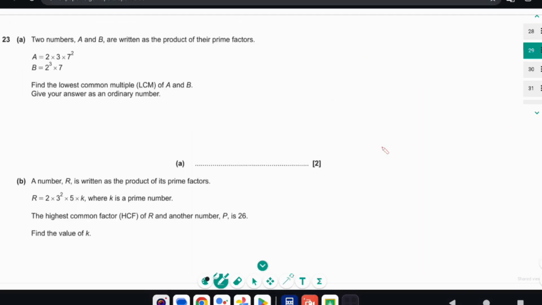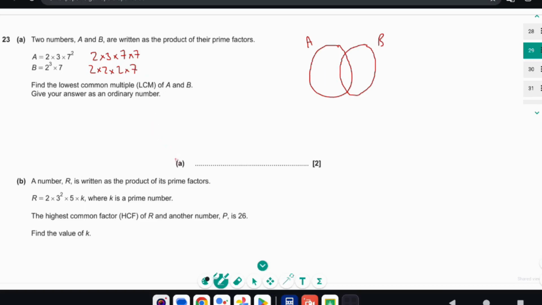Last question, 23a. Two numbers a and b are written as a product of prime factors. A equals 2 times 3 times 7 squared. B equals 2 cubed times 7. I'm just going to put the information in a Venn diagram because that helps you find the HCF and LCM. HCF is anything that occurs in both. So A is 2 times 3 times 7 times 7. B is 2 times 2 times 2 times 7.